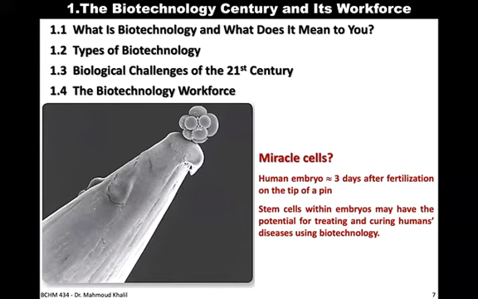So instead of taking a liver from a donor, you can get some stem cells from your own body, differentiate them into liver cells, and then transplant them into the same body. In this scenario, there will be no rejection from the body.